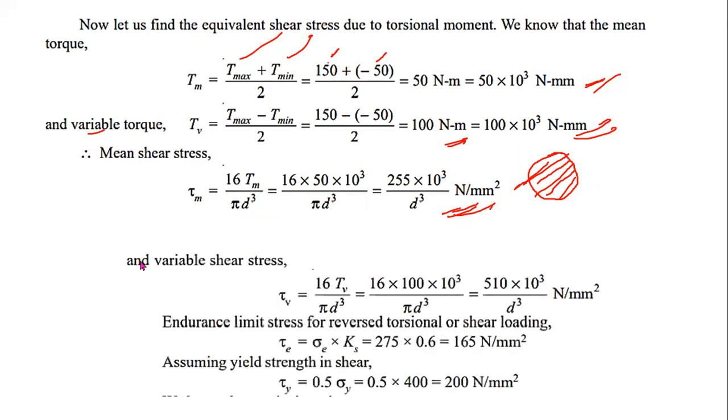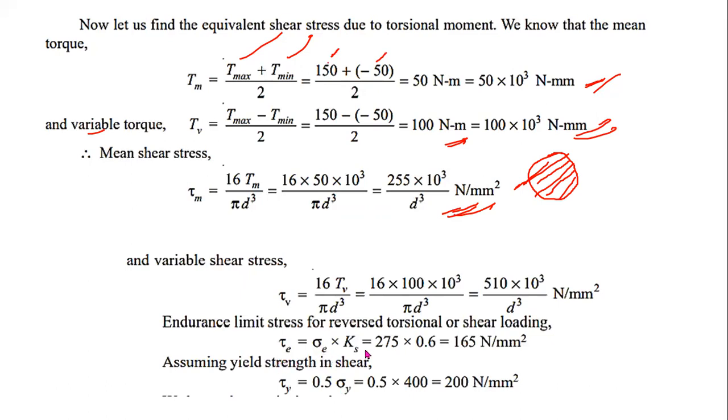In a similar way, variable shear stress equal to 16 Tv by pi d cube. So this is the value of variable shear stress. For determining the equivalent shear stress, you have to know the value of tau e and tau y. These two values are not given in our question, the endurance limit for shear and yield stress for shear. That's why I consider the standard values.